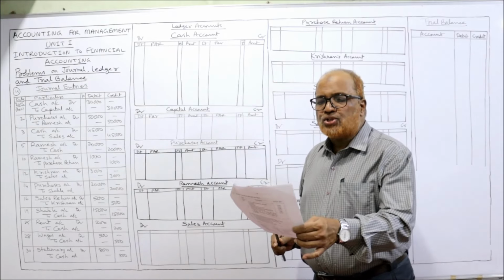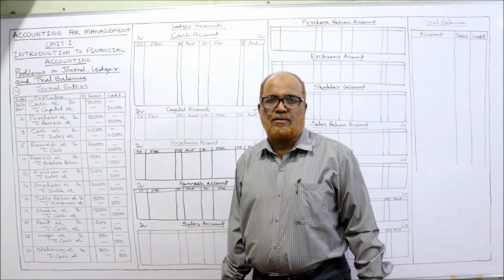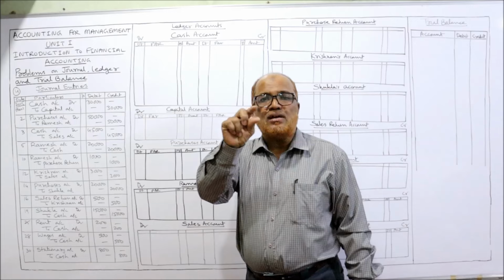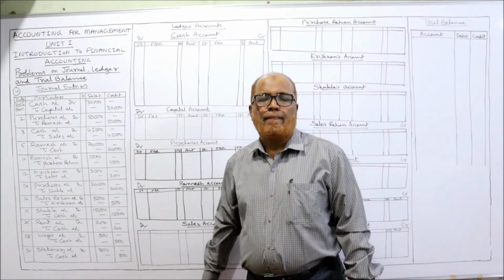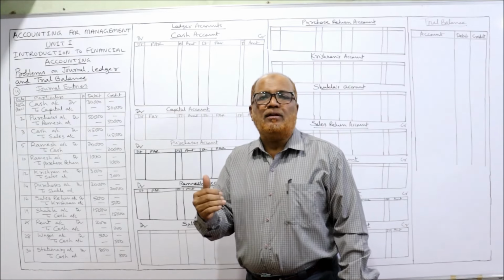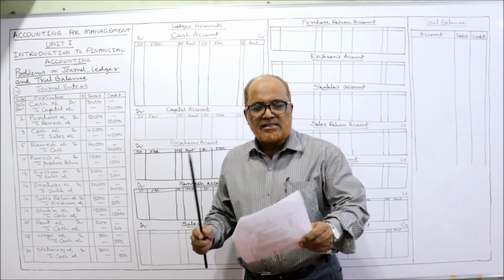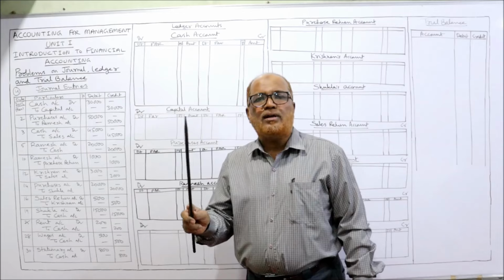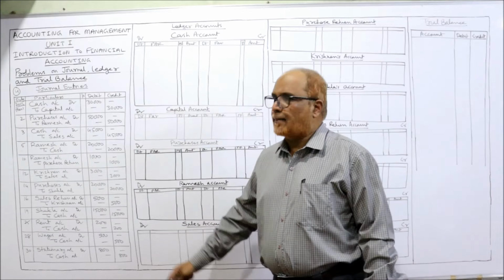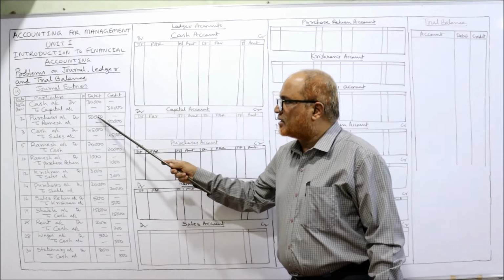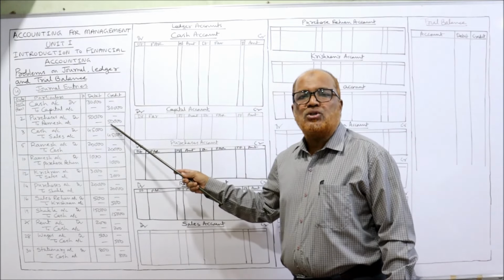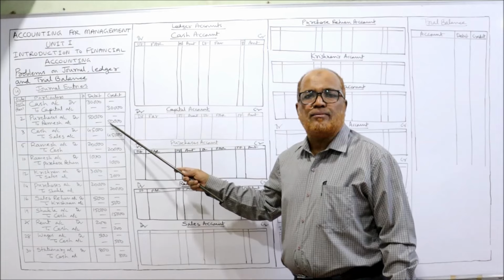Second March, purchased goods from Ramesh. When we purchase the goods, purchases account always will be debited. And credit will be given to the supplier. Here the supplier is Ramesh. So entry will be purchases account debtor to Ramesh account. So here purchases account debtor 50,000 to Ramesh account 50,000. Being the goods purchased on credit.